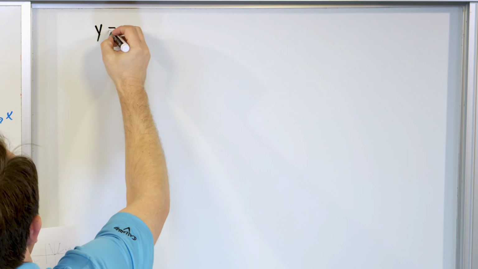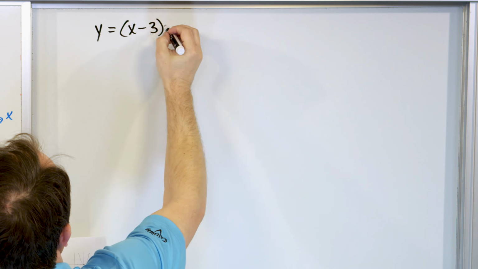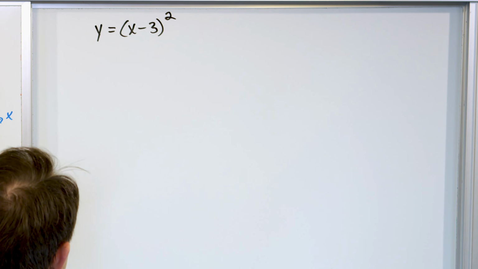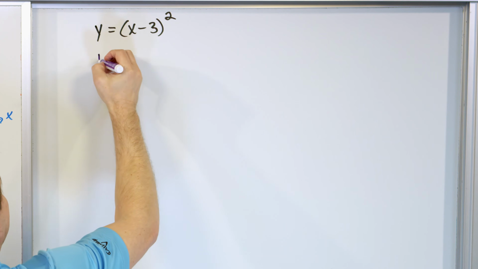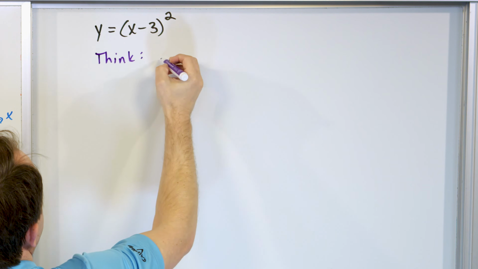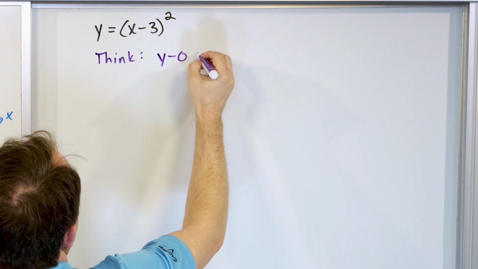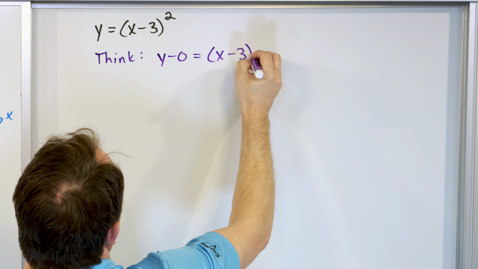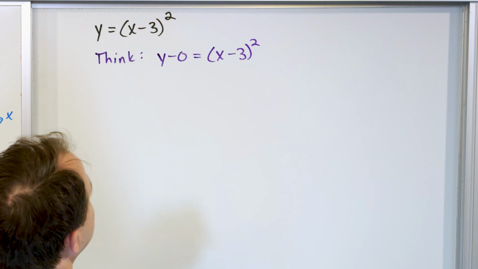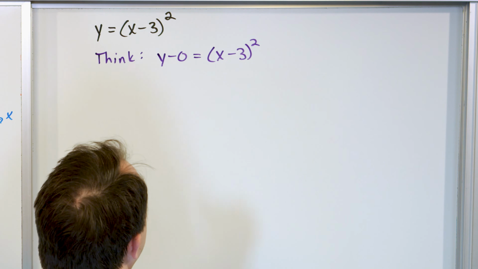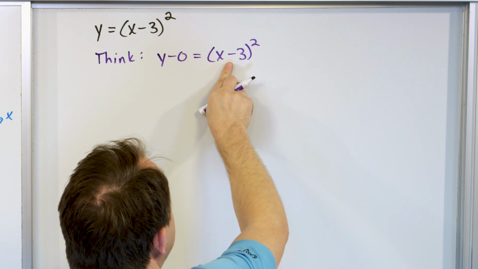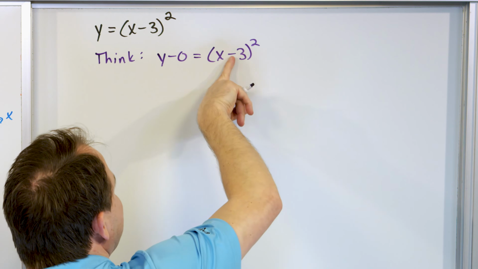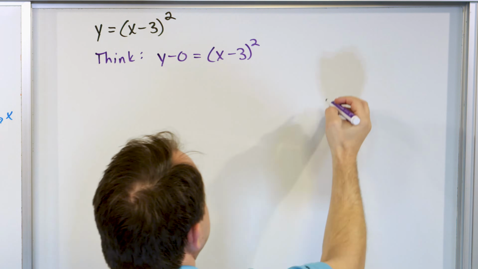Okay, next problem. What if we have y equals x minus 3 quantity squared? So we obviously want to figure out where the vertex is. So the easiest way to do is to think about it this way. Really, this y is a y minus 0. On the right-hand side, I'm going to leave it as x minus 3 quantity squared. This is now in the form of that vertex form of a parabola. We can see the vertex has no shift in the y direction, but it does have a shift in the positive x direction because negative signs means you shift the thing to the right.